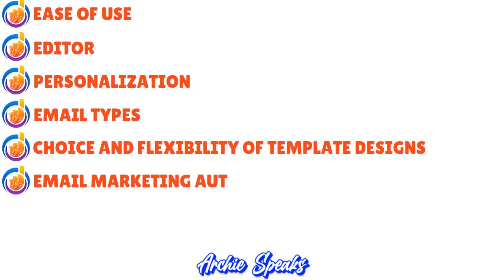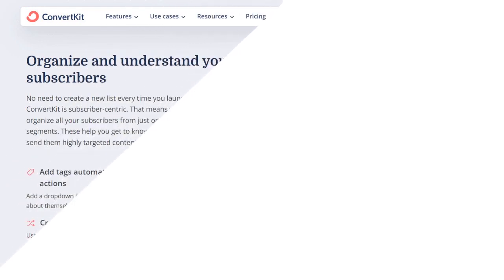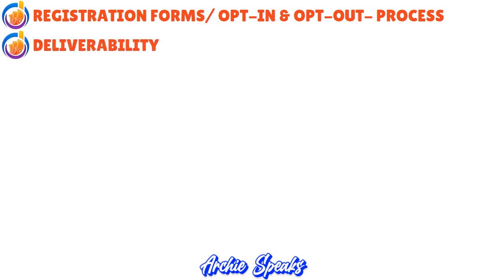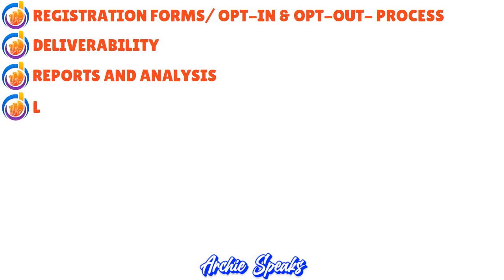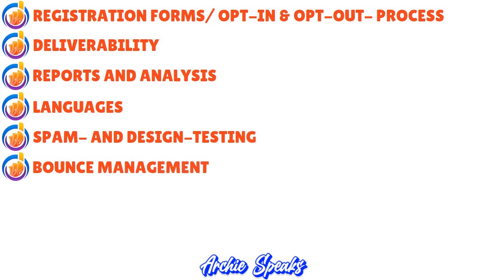They also add value in terms of email marketing automation. We love the fact that you have list management also. The tagging system is really flexible when adding or removing users from campaigns and email sequences. This makes it very easy to segment your subscribers. So if you are able to create clusters around your subscribers, that's really cool. And you have other ways where ConvertKit adds a lot of value, not just now, but over time. You have registration forms, opt-in and opt-out process, deliverability, reports and analysis, languages, spam and design testing, bounce management. So this is kind of cool.